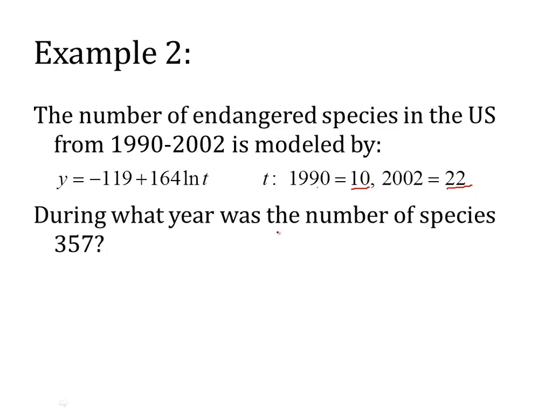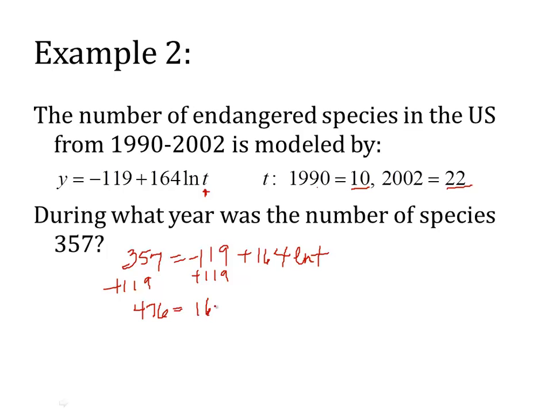So during what year was the number of species 357? I'm solving for t. I'm going to plug in 357 for y. I need to start by isolating this natural log of t. So first thing I'm going to do is add 119 to both sides. I get 476 equals 164 natural log of t. Now I divide by 164. So now I have 476 over 164 equals the natural log of t.